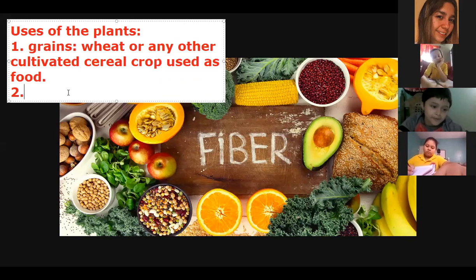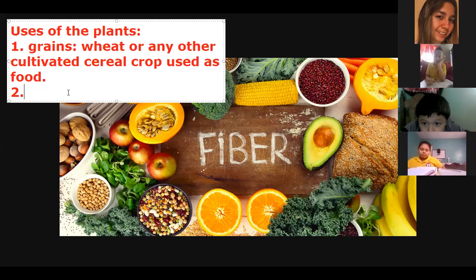So fiber, guys, is a component in the food that is used to give nutrients to our body, okay? So fiber is present in many different foods, especially in the grains and fruits and vegetables, but not in all of them. And it's good for our stomach to eat it. So fiber is a filament from which a vegetable, tissue, mineral substance, or textile is formed.